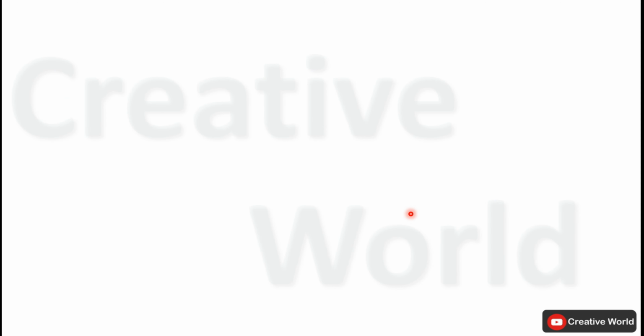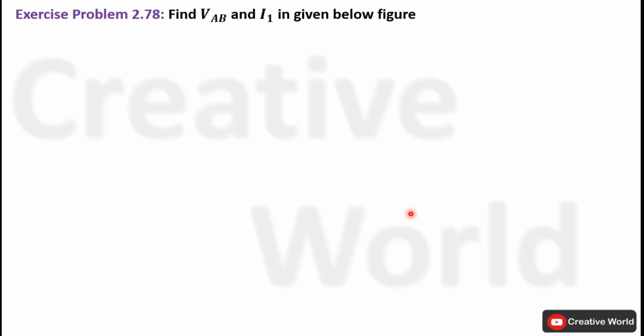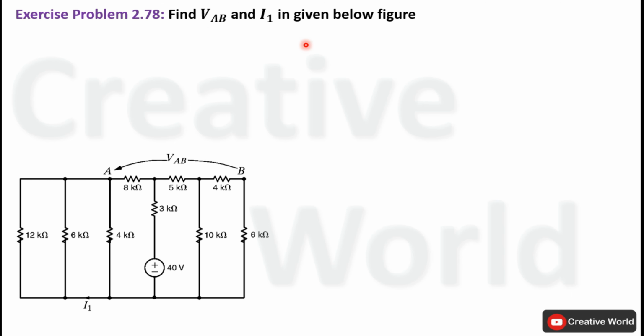Now move towards the problem. Exercise problem number 2.78. Find voltage VAB and current I1 in the given figure. This is the circuit diagram of the given problem. Inside this network, we have to find the value of current I1 through this branch and voltage across these 2 points labeled as VAB. So without wasting time, let's proceed towards the solution.